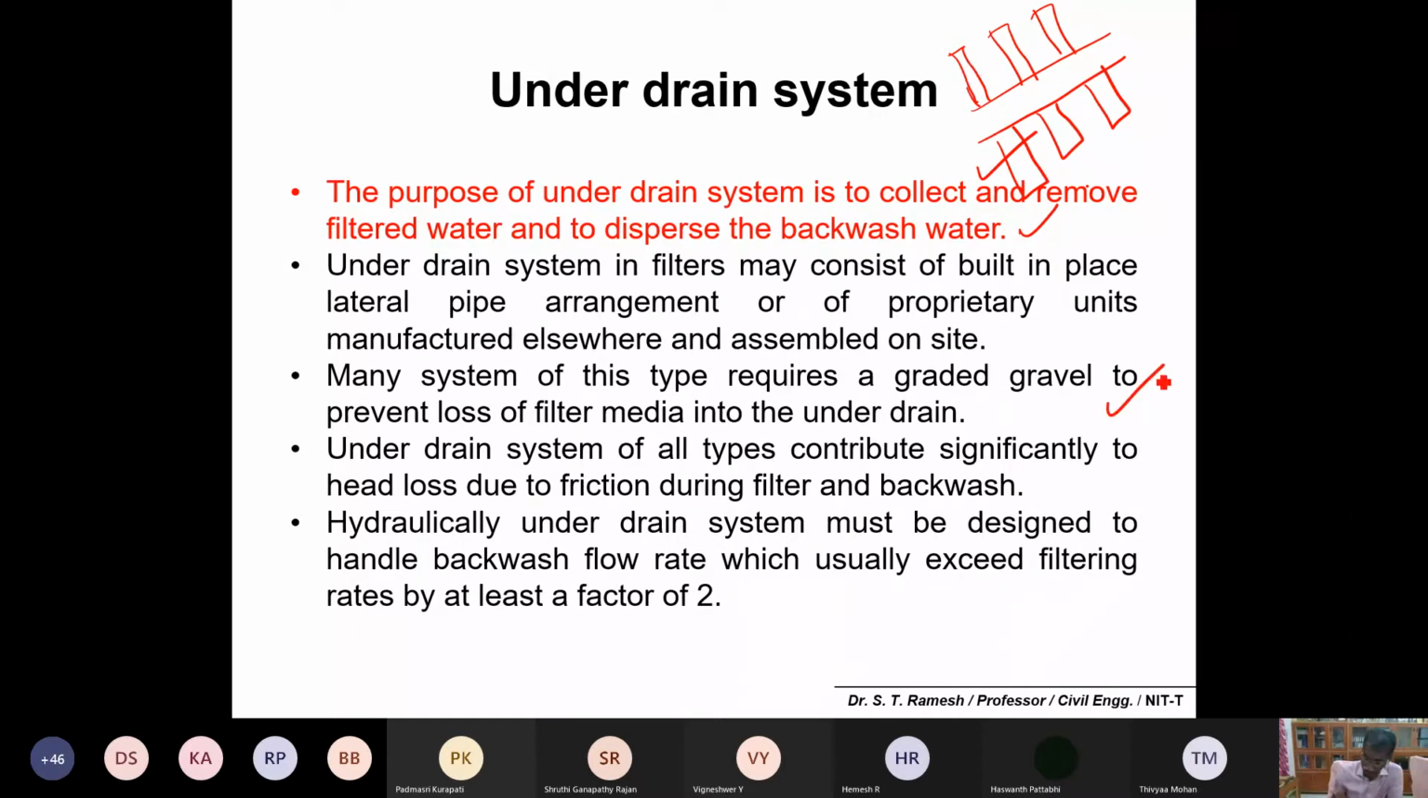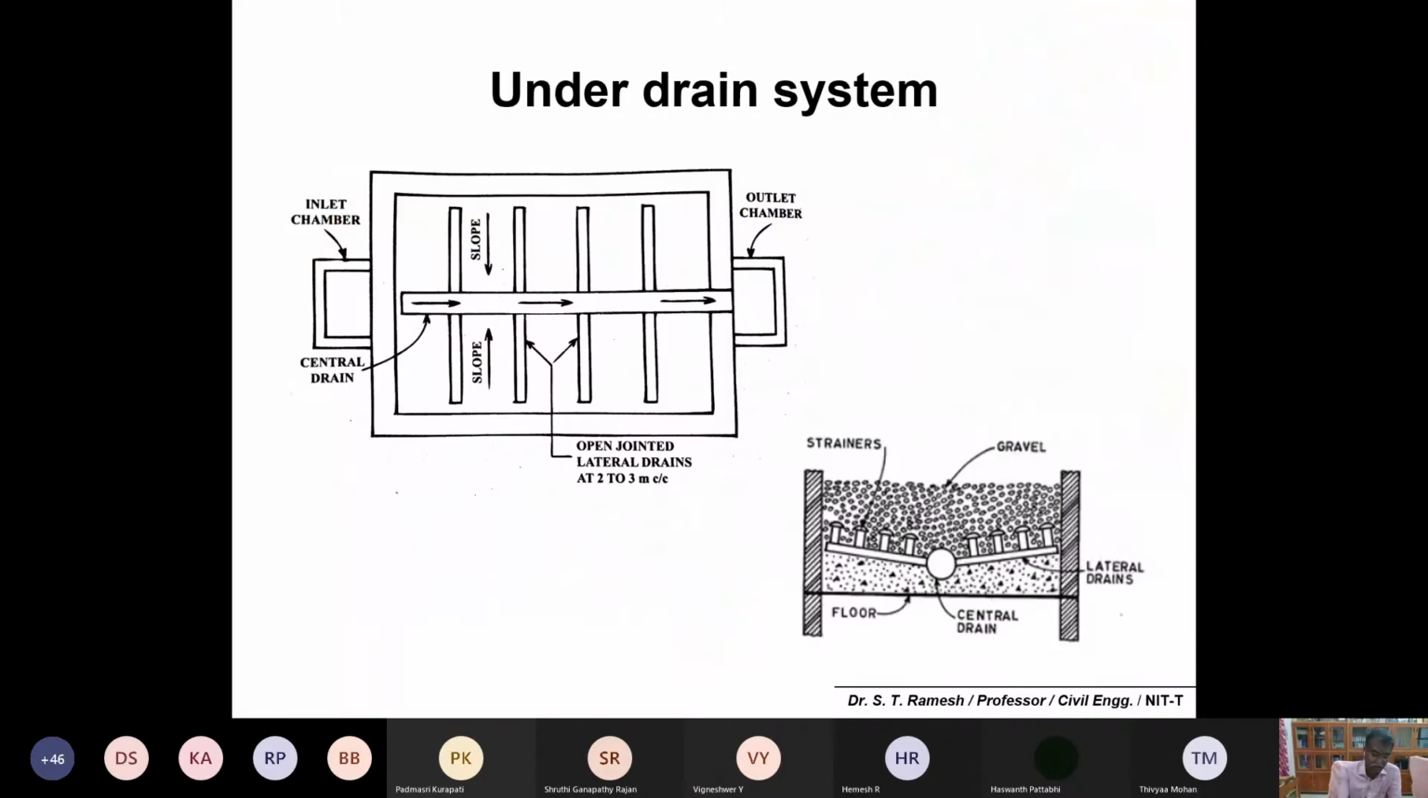This is important. The central manifold pipe and also the laterals have to be designed very carefully to withstand the pressure of water during backwashing. Hydraulically, the underdrain system must be designed to handle a backwash flow rate that usually exceeds the filtering rate by at least a factor of 2. This is what I mentioned.